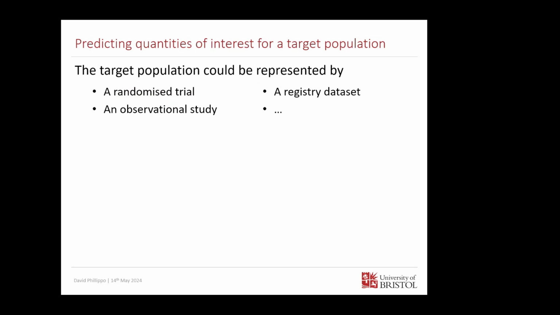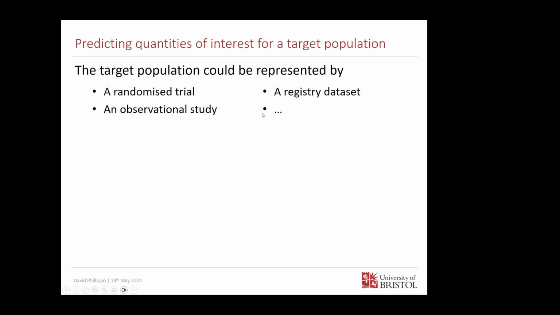So once we've fitted our model, we then want to be able to produce estimates or predictions of quantities of interest for a target population. And remember I said the target population, if you're thinking about making a decision, is really important. This target population may be one of the studies in your network, or it may not be. In fact, it's more likely that it's going to be represented by an external observational study or registry data set.